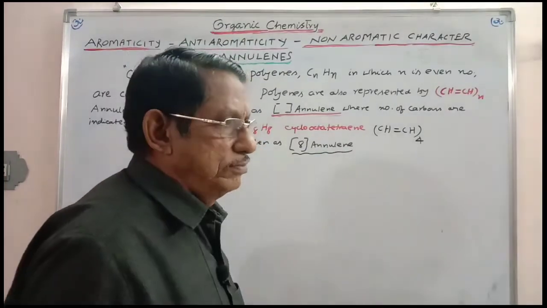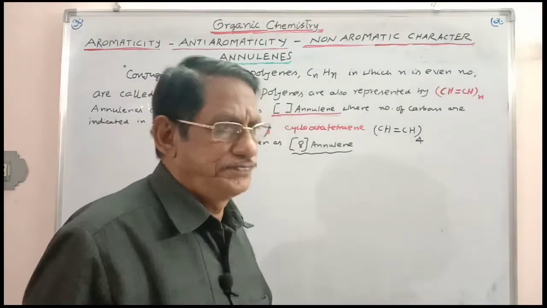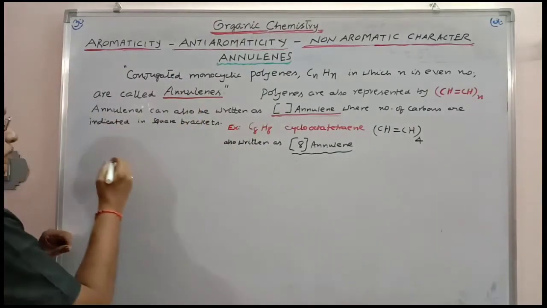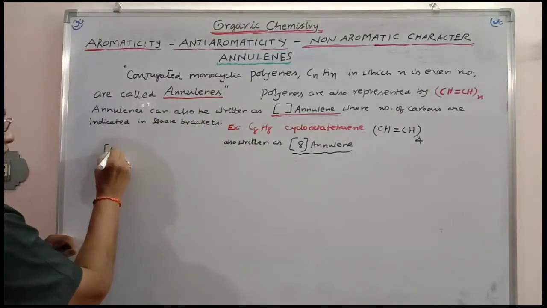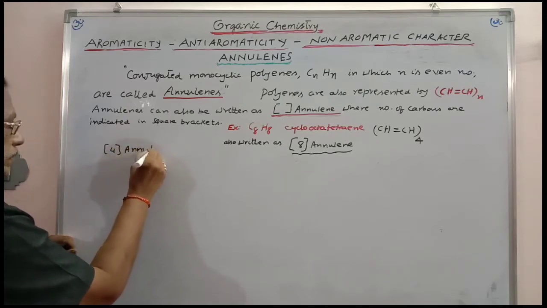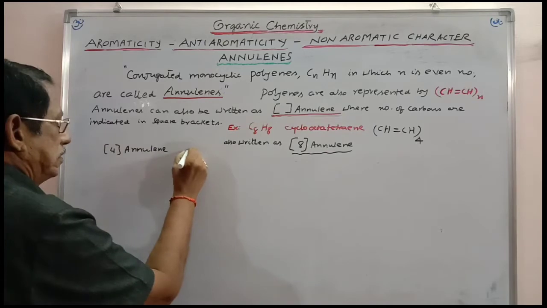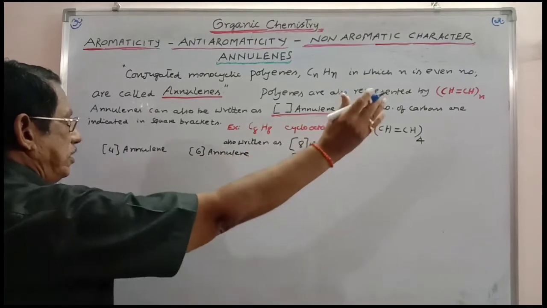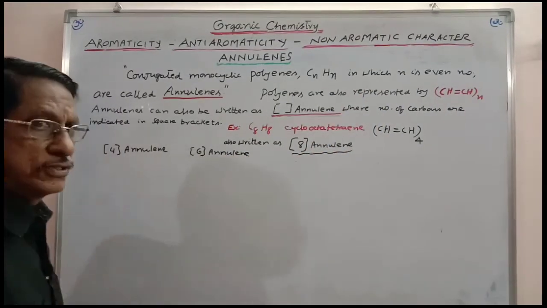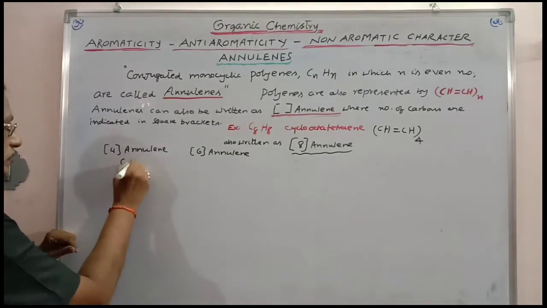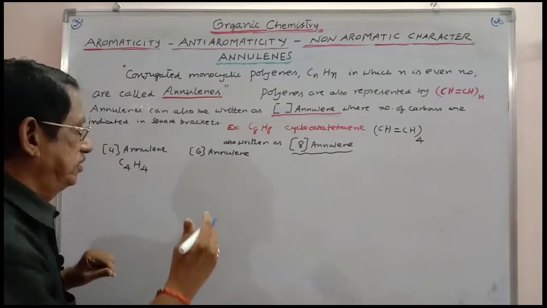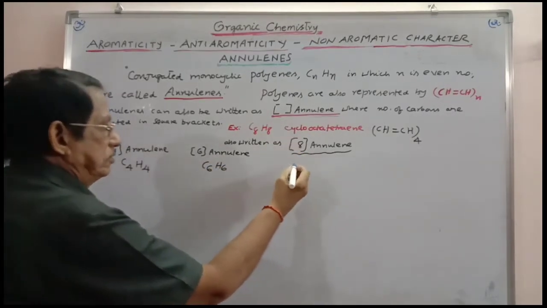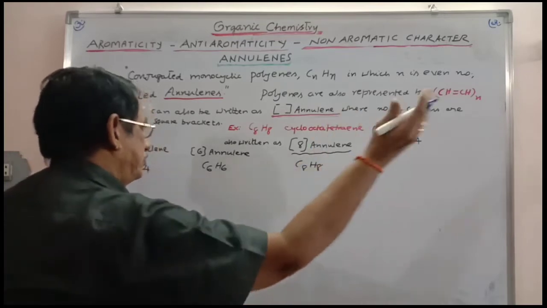And practically, if you want to write the complete name, you have to analyze the structure. Starting with 4, let us take some annulenes: [4]-annulene, [6]-annulene, and already [8]-annulene is there. [4]-annulene means C4H4, [6]-annulene means C6H6, and [8]-annulene means C8H8. Like this you can write.